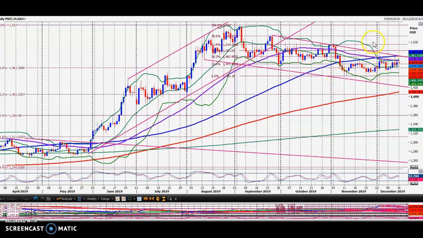Gold remains in a bull flag. We've been in a bull flag for an awfully long time, but we did spot that a while ago, and I did warn that we could stay in this bull flag for a significant period of time. So I can't really do much within this bull flag. This is what I would call no man's land, when we're trading in between the two trend lines.